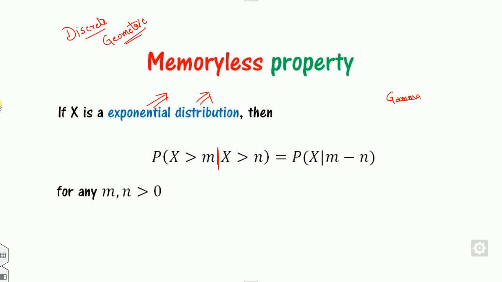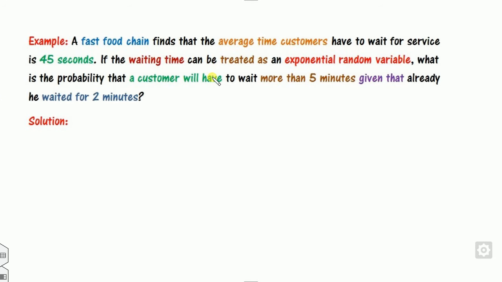So we will explain it with the help of an example. Look at this example. A fast food chain finds the average waiting time is 45 seconds. So this is the mean. If the waiting time follows an exponential distribution, so this is the mean of the exponential distribution. What is the probability that a customer will have to wait more than 5 minutes, given that he has already waited for 2 minutes? So you have to find this.